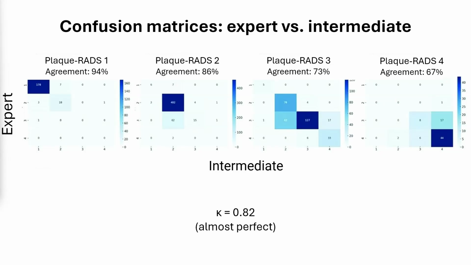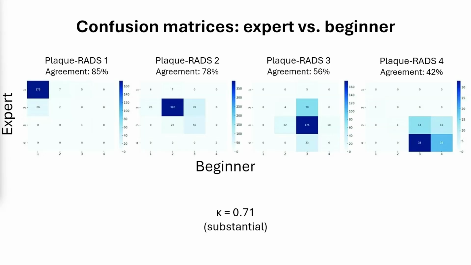But the harder calls are the boundary cases where you have to decide whether a plaque is thick enough, or it's ulcerated, or it has any of the CTA features that justify upgrading it to the highest risk group. And this slide shows the tougher comparison, which was comparing the expert against the beginner resident. The overall kappa was 0.71, which is still substantial.